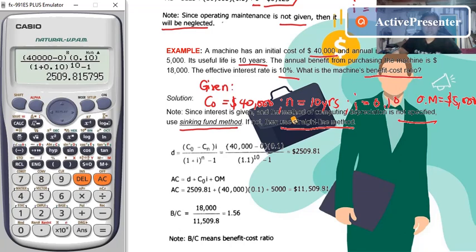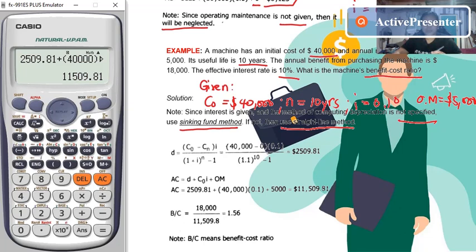So annual cost is equal to D plus CO multiplied by I plus OM. Since the depreciation is given, we have 2,509.81 that we solved, plus the CO which is 40,000, and our I is 0.10, and plus 5,000, the operating maintenance cost. So our annual cost will be 11,509.81.